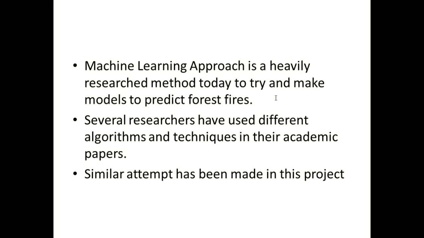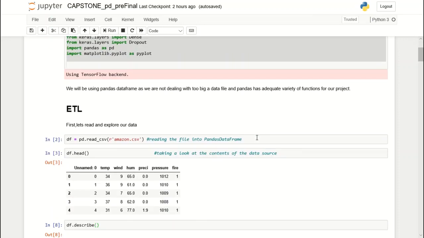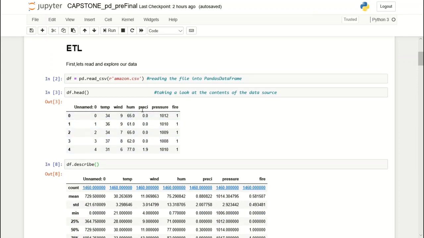So coming on to the Jupyter notebook. This is our Jupyter notebook, and firstly we will start by importing our libraries, which are pandas, numpy, scikit-learn, and keras. And we'll be using TensorFlow backend. So let's go ahead and read our CSV file. Here's how we do it: amazon.csv, and this is our data frame.